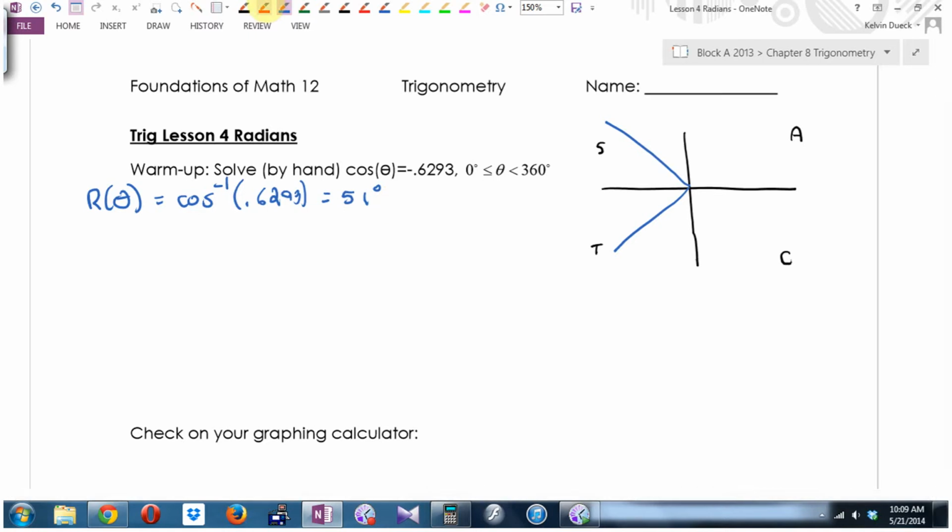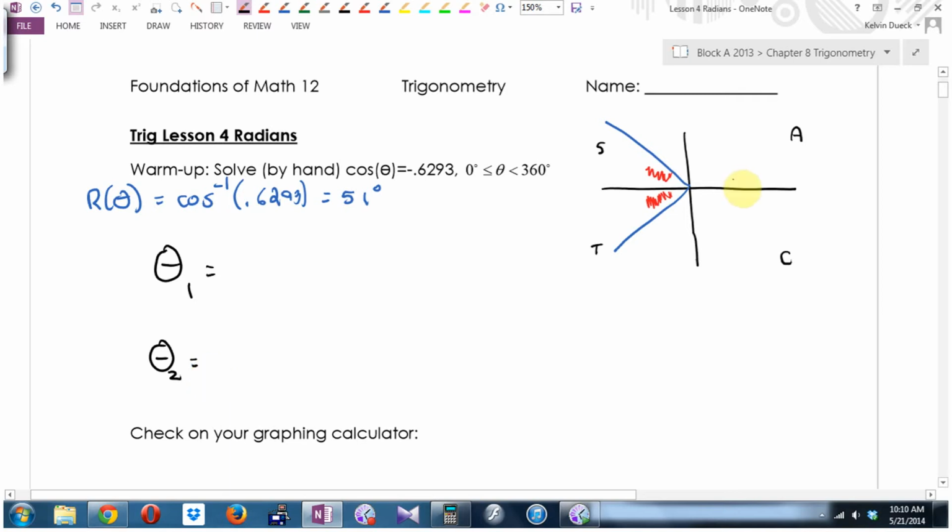What that means, Cole, is that this angle right here is 51 degrees, and this angle right here is 51 degrees, because that's the definition of reference angle. It's always to the closest x-axis. Well, that allowed me to find the first angle, which I called theta 1, and it allowed me to find the second angle, which I called theta 2.